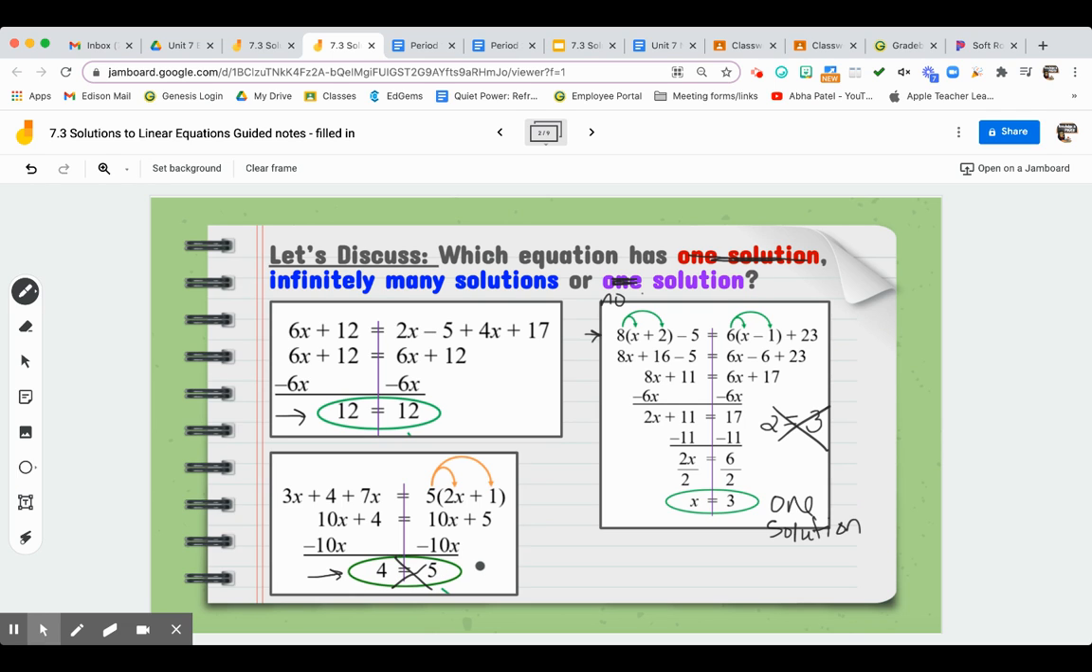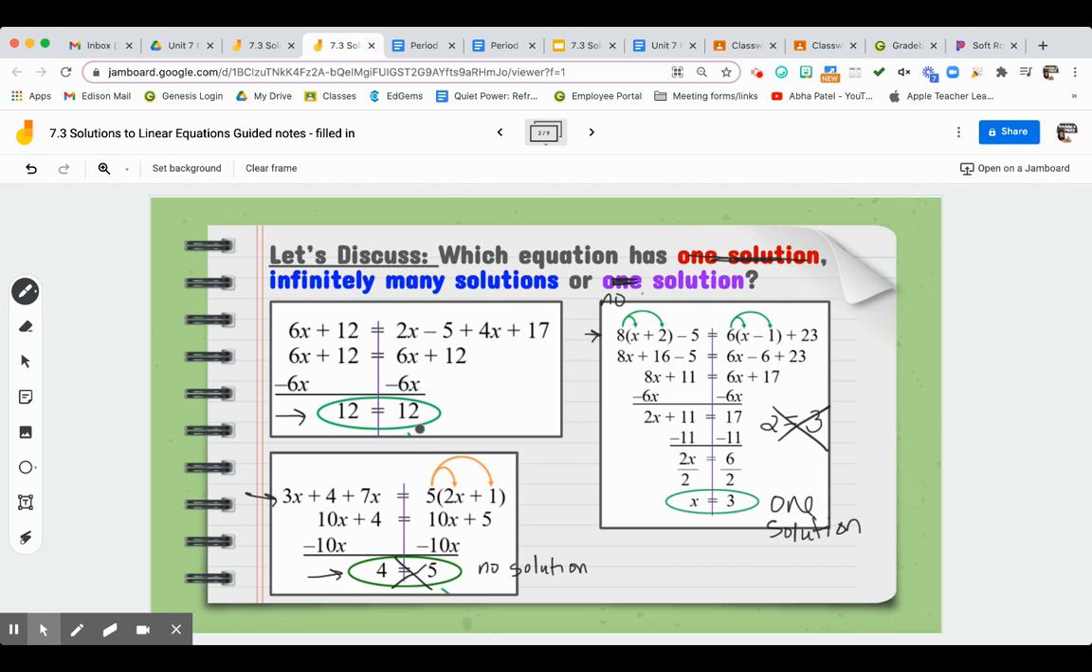That means there are no values for x that will make the original equation true. It does not exist. You can try to find it, I'm telling you, but it will not be there. So that is a no solution. When you solve this and you get a number that does not equal another number, that is a no solution thing. And then this one is 12 equals 12.